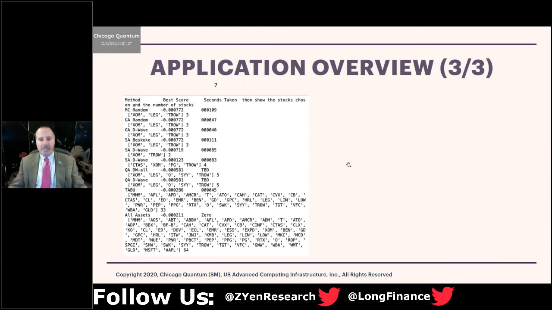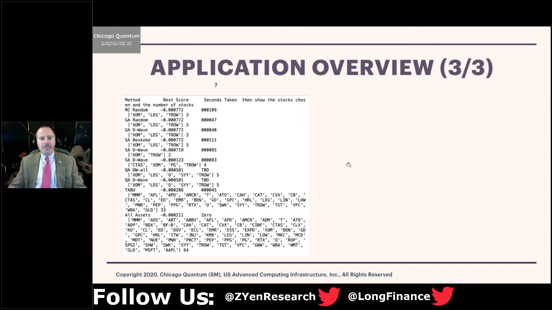They're kind of opposites. And so the genetic algorithm random. The first one ran in 109 seconds. The second ran in 47 seconds, then 40 seconds, then 111, 85, and 83. And that's because when we run a client's portfolio, we're not tuning for speed, we're tuning for depth of solution.